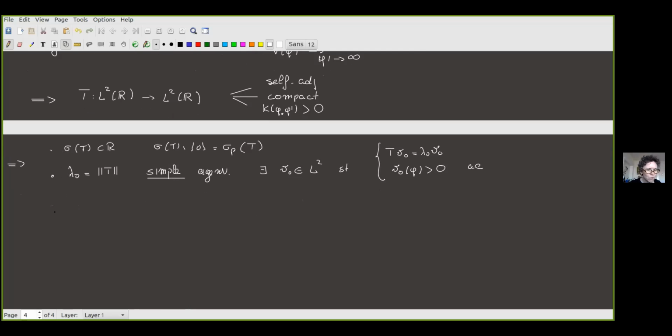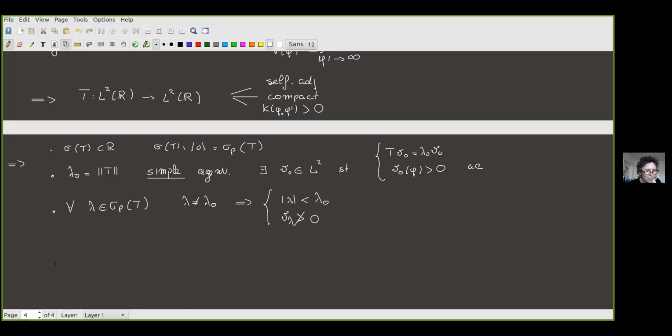We also know something more. We know that if we take any other element in the point spectrum, well then lambda, which is not lambda 0, then in norm, lambda is strictly smaller than lambda 0. So minus lambda 0 is not an eigenvalue. And the corresponding eigenvector cannot be strictly positive or strictly negative. So it must be positive somewhere and negative or 0 somewhere else.